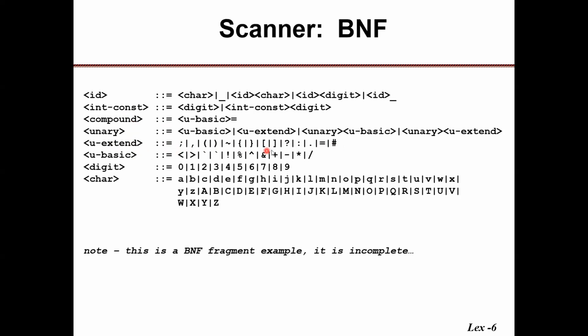So now we can start building rules to accept symbols as either a unary or a compound. Up to now we just defined these very basic rules, but now we need to actually be able to put them together. So for unary, we can accept a UBasic symbol as a unary operator. That's obvious. Now, we can also accept a U extend. A unary extended set would be this. So any one of these symbols by themselves is a unary operator.